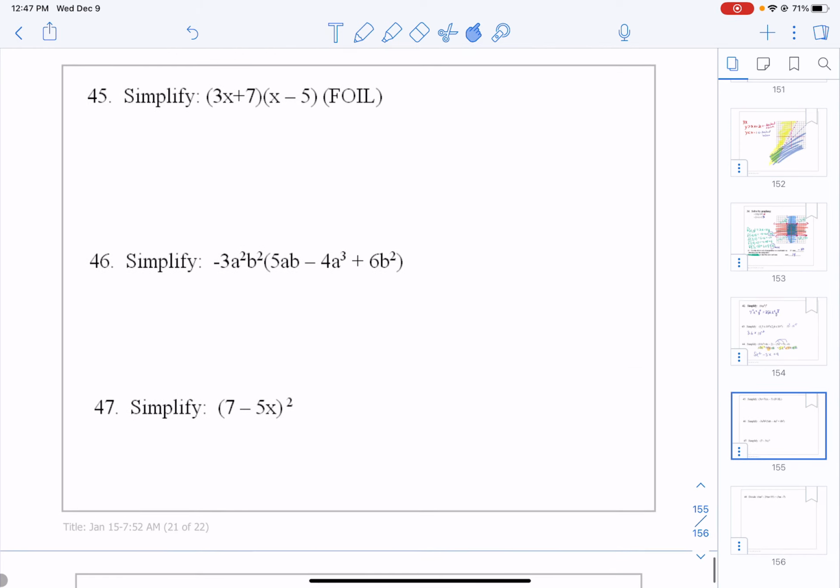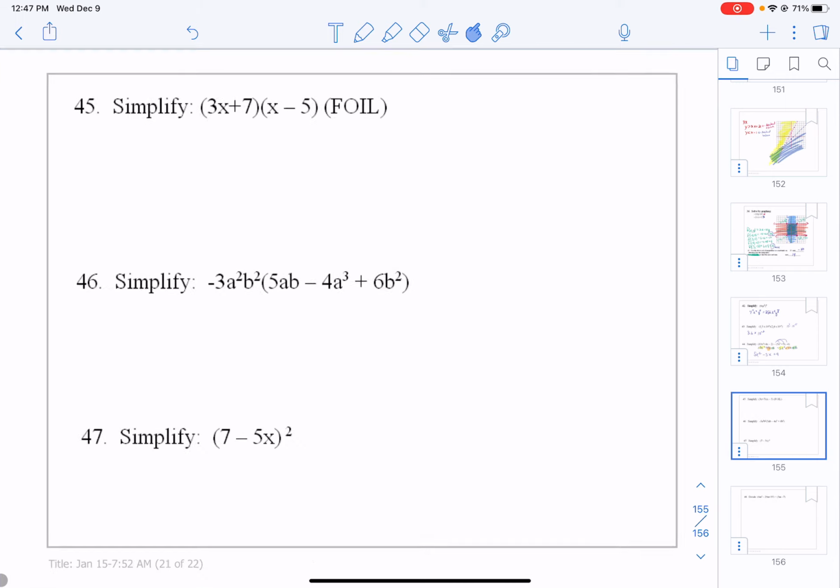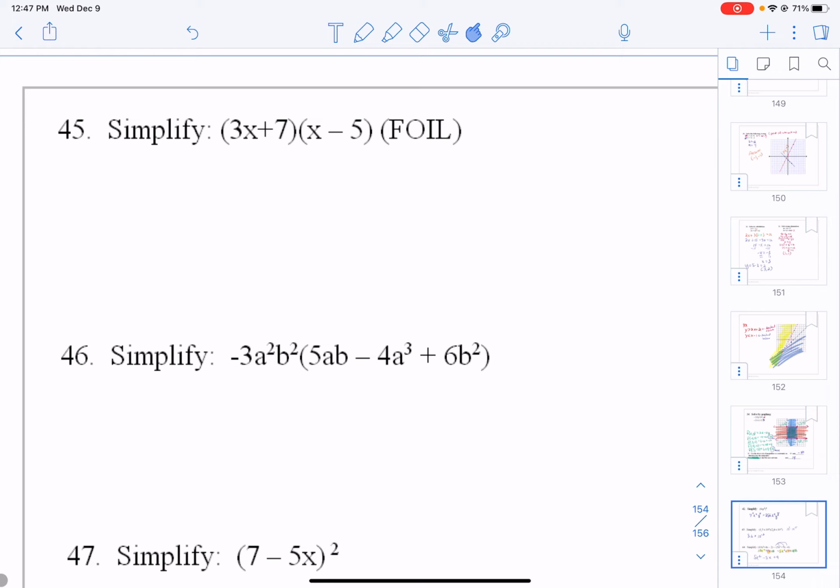Let's look at 45, 46, and 47. For 45, if we have two parentheses touching each other with multiple items inside, we want to distribute. Sometimes in an algebra class you call that foiling because they're both binomials. So first we're going to distribute the 3x to both of those. That's the F and the O, first and outers. That's 3x squared minus 15x.